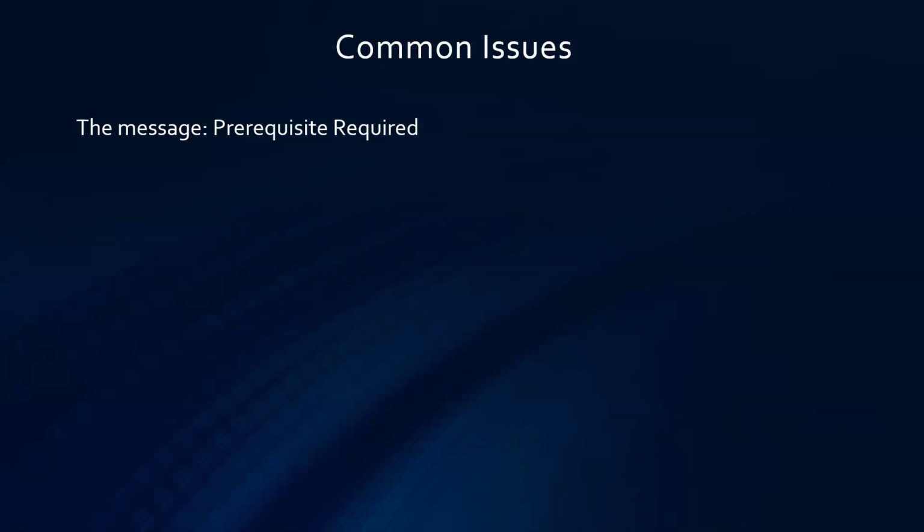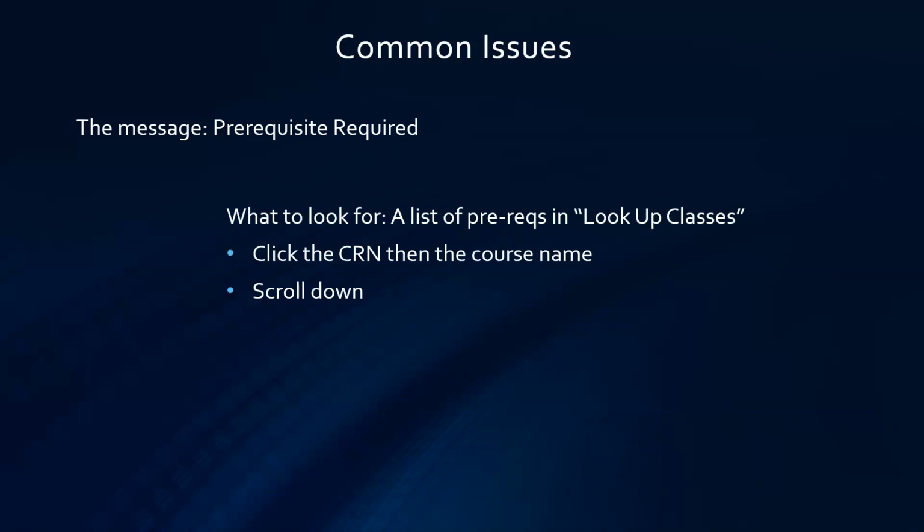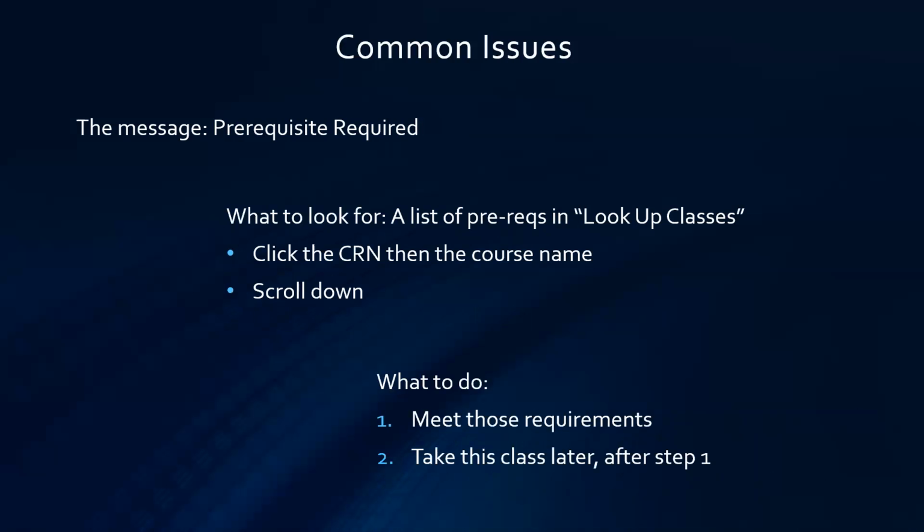Prerequisite required means the class has requirements that you don't meet, typically a particular course that you need to pass first. To see the prereqs for a class, look up the class in Lookup Classes, click on the CRN, then click on the name of the class at the top. Scroll to the bottom to find a list of prereqs. In most cases, you'll need to meet that requirement, then come back and take this course later.